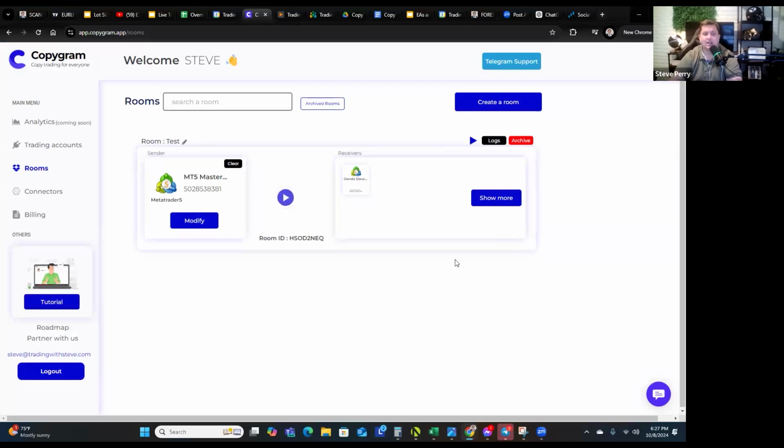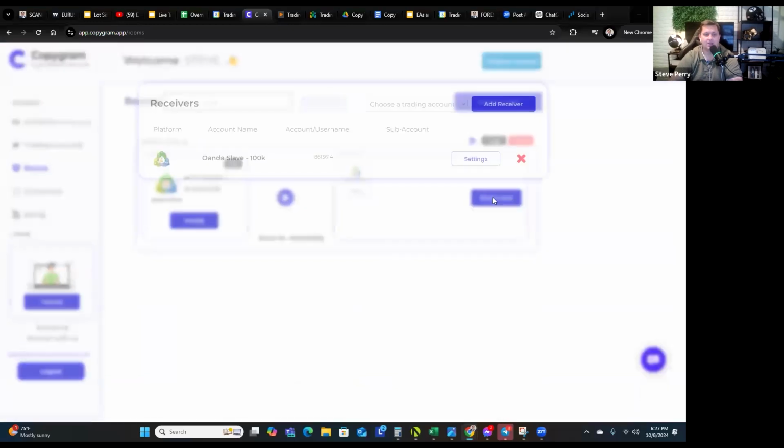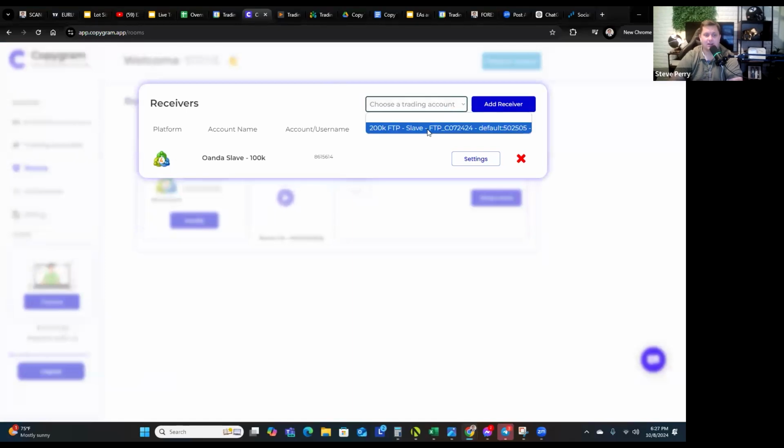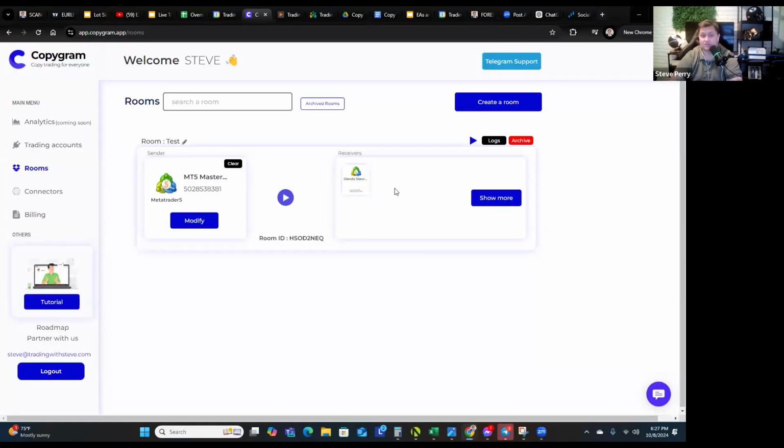And you can create as many copy traders as you like. You can add another receiver account, and if you had more accounts to add, you could add those in here with the same settings, which is awesome. So that's Copygram, guys. This is a great little tool.